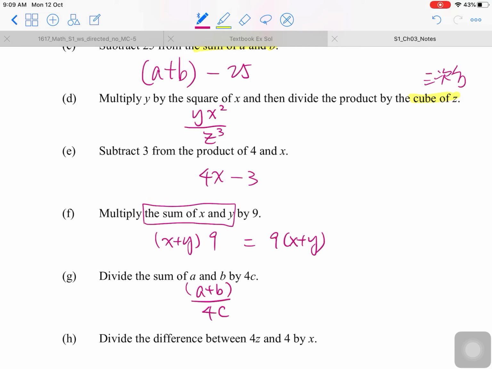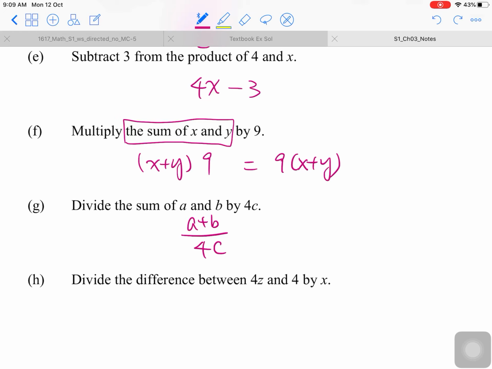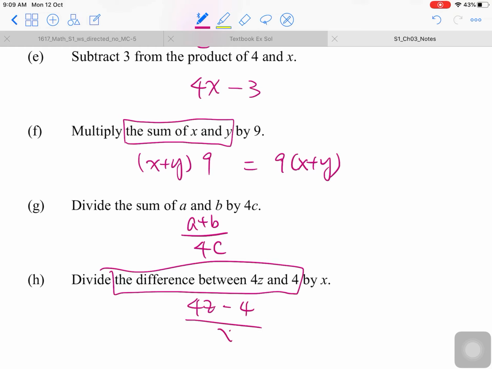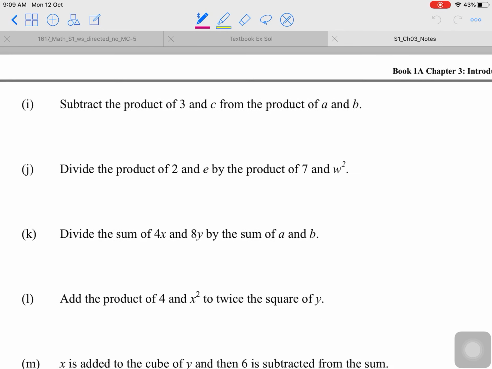Okay, and then part G, divide the sum of A and B by 4c. We write it as a fraction. The sum of a and b you should add the bracket, but if you write in fraction, you can ignore the bracket. Then that is the answer. Okay, same as H. The difference 相差啦，就係減啦。4z and 4, divide the difference by x. So the answer is like that.